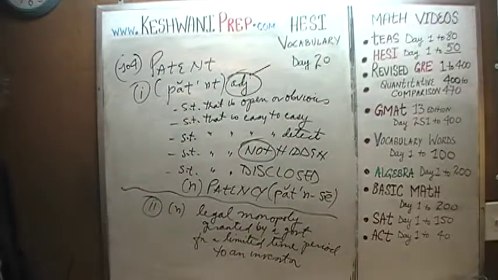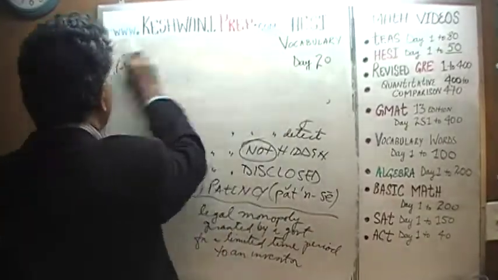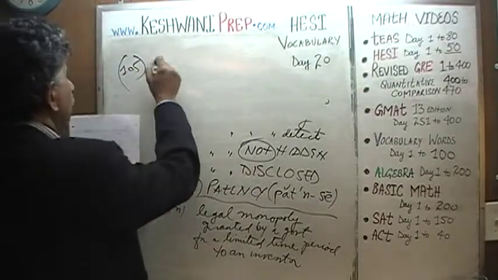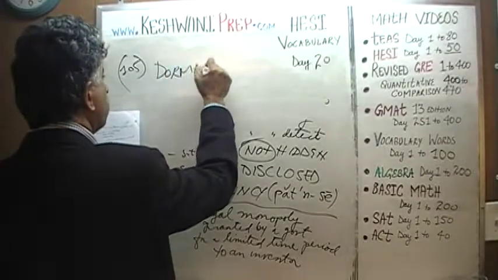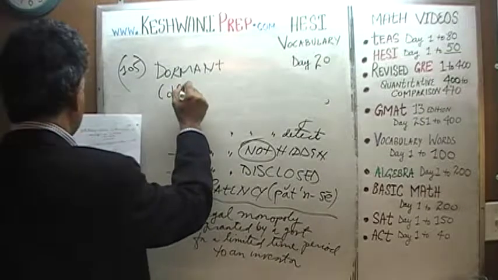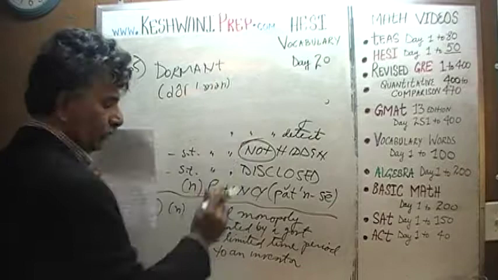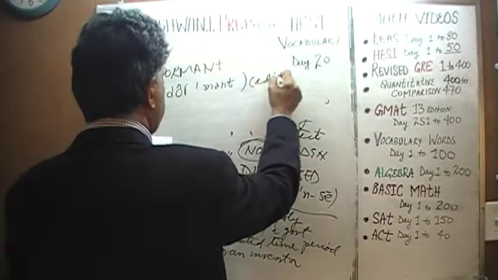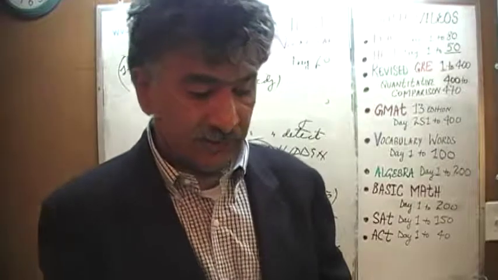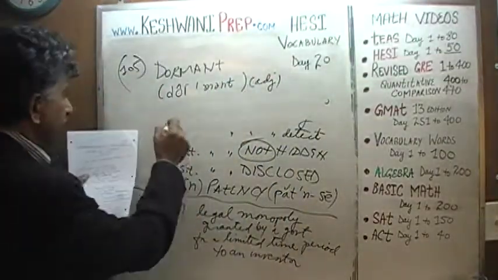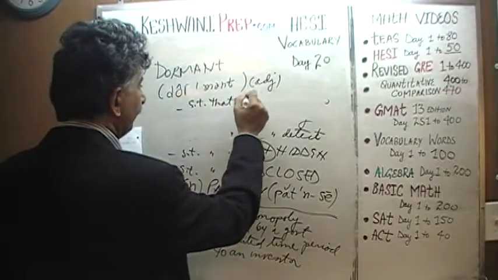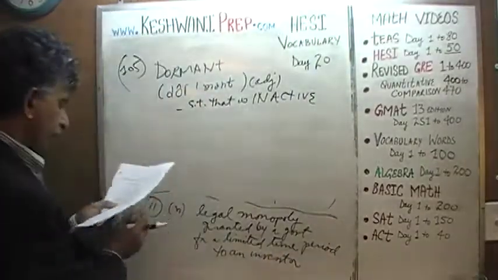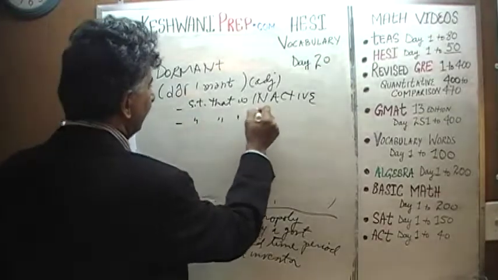Let's move on. The next word is 105, and the word is dormant. Dormant, which is an adjective. What does it mean when we describe something as dormant? Dormant simply means that it is inactive. Something that is inactive. Something that is latent.